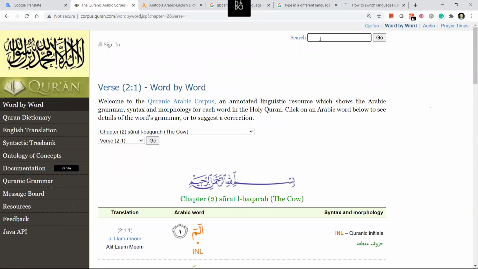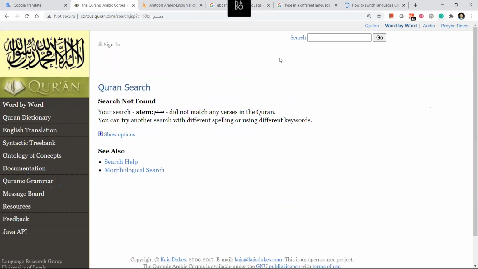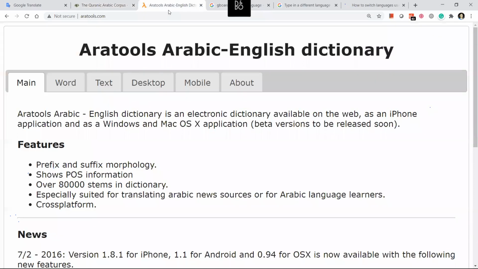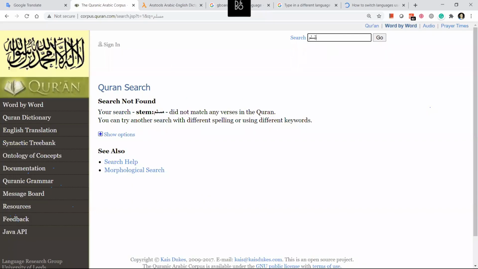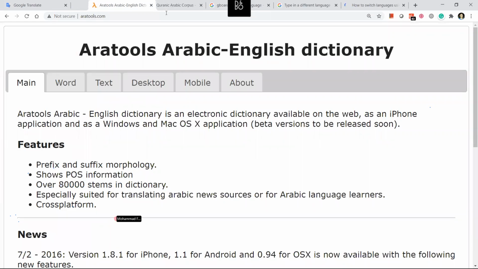And one thing you can also do is you can type Muslim. Okay. Now it doesn't recognize Muslim. Okay. It tells you that look, Muslim is a very complex word. You need to find out the root word. The root word is mostly 3 letters. How do you do that? You go to this website called Aratools. So this is the third website.